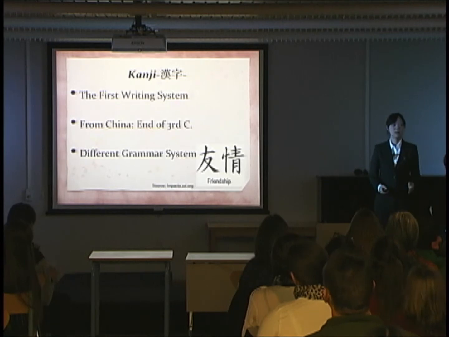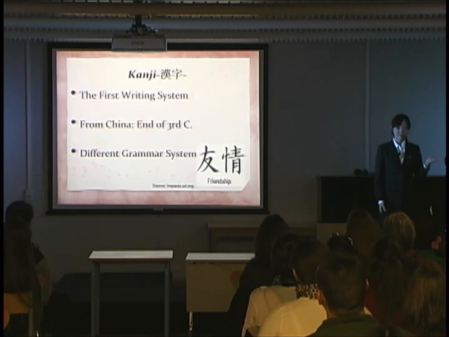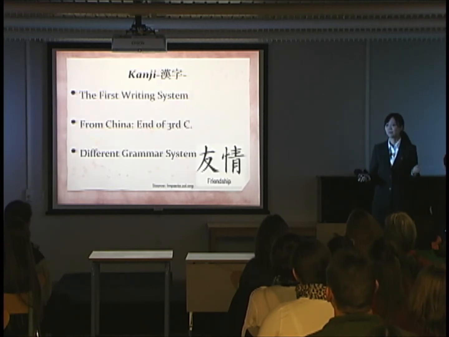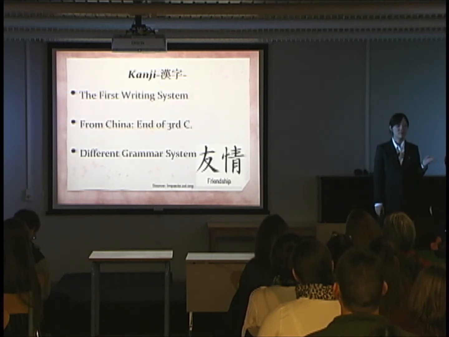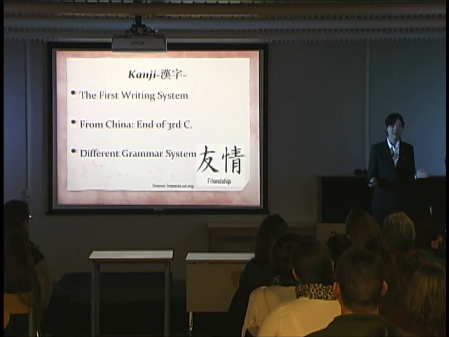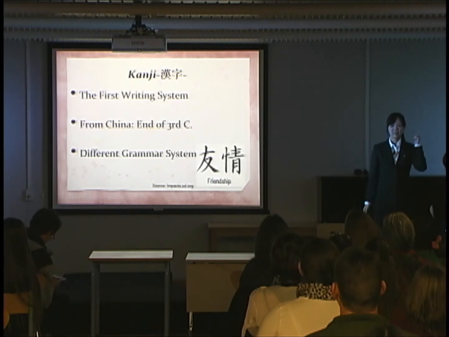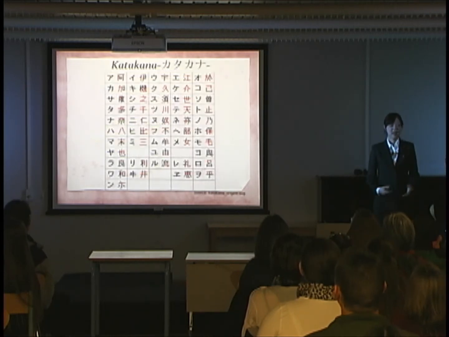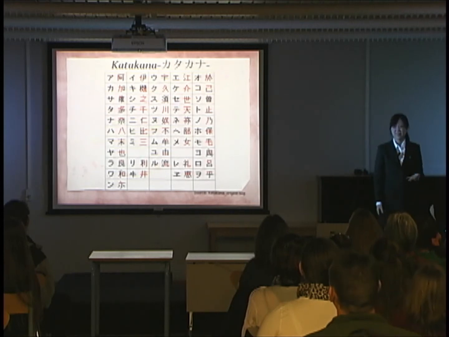However, there are big problems. Japanese language and Chinese language have different grammar systems. For example, in Japanese, we put predicate at the end of sentence. On the other hand, in Chinese, they put predicate after subject, like English. If you remember the English grammar, you can imagine easily. So it was very difficult to write and read kanji in Japanese grammar systems.